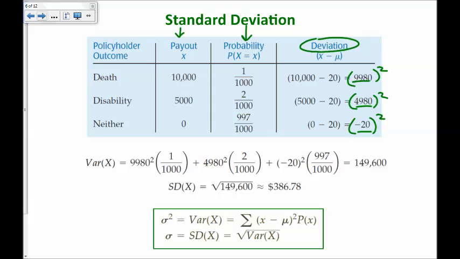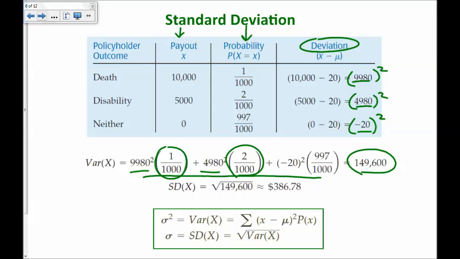So that makes everything positive. Okay, now instead of adding these up and dividing by n minus 1, we're going to multiply each of these squared deviations by the probability that that outcome value occurs. Okay, and we add all those up and we get the variance for this probability model.